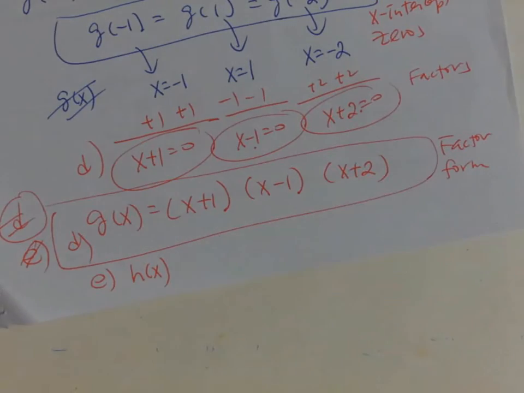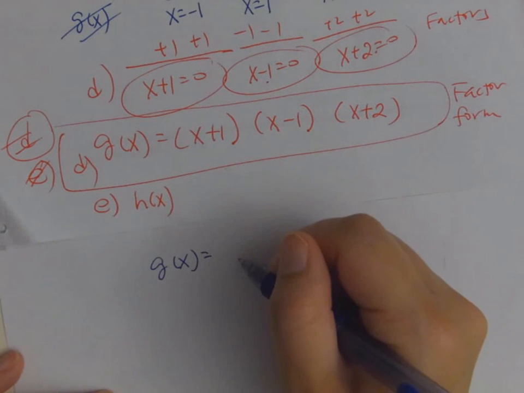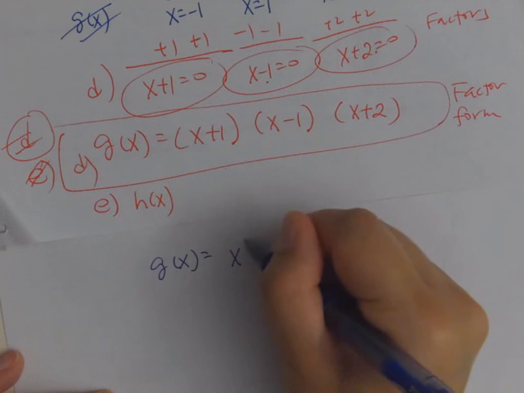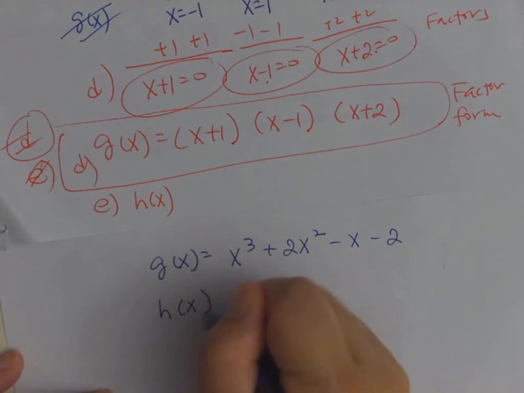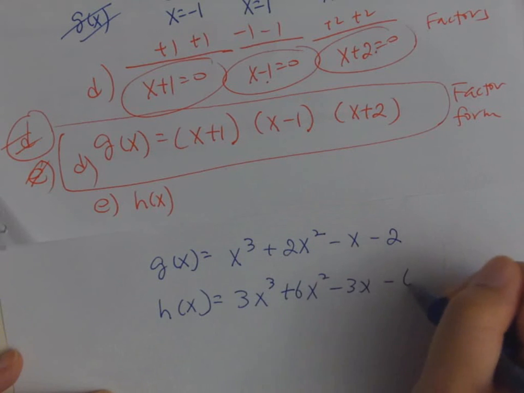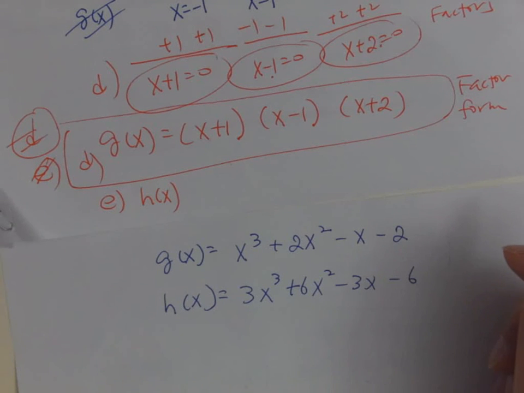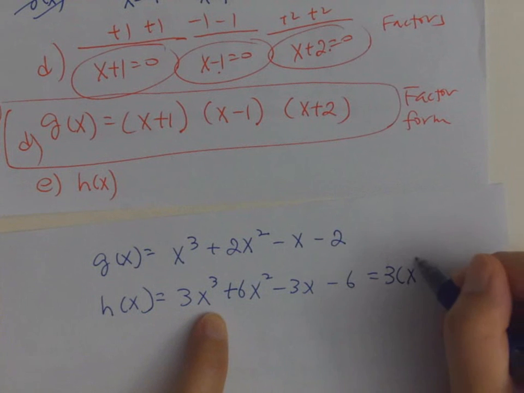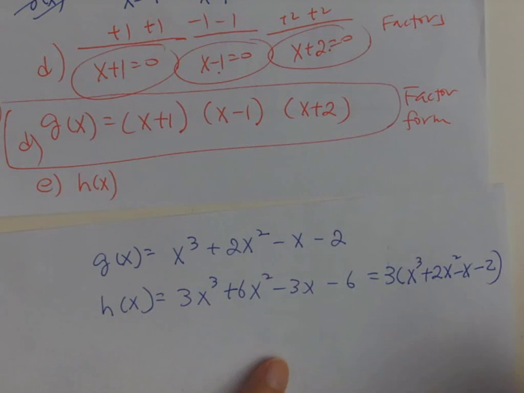So let's see the relationship between g of x and h of x. g of x is x cubed plus 2x squared minus x minus 2, right? And h of x is 3x cubed plus 6x squared minus 3x minus 6. So they're somehow related. Can you see the relationship between them? Looks like I can factor out a 3 right here. So this is 3 times x cubed plus 2x squared minus x minus 2.